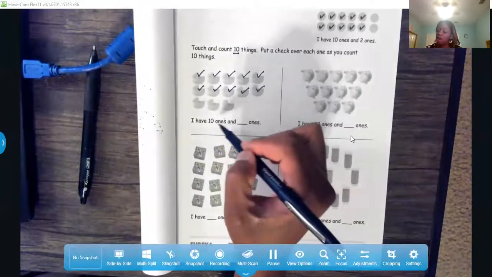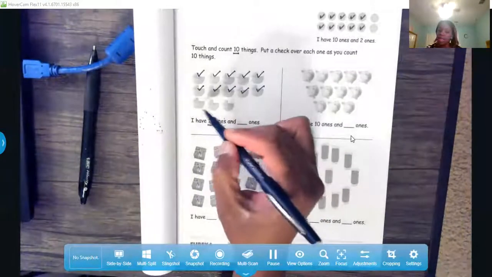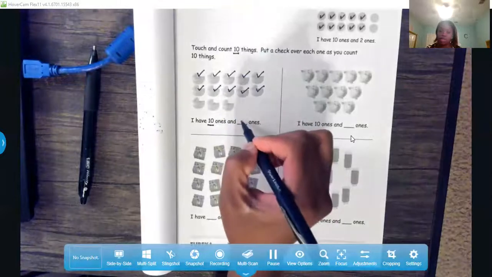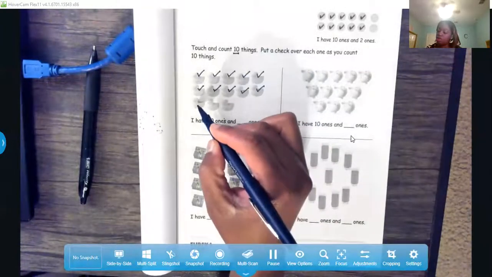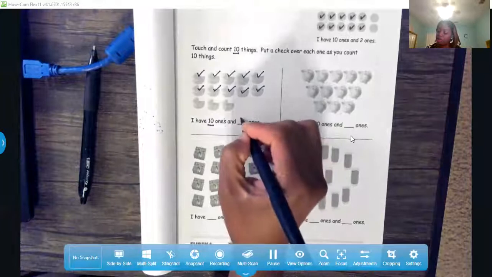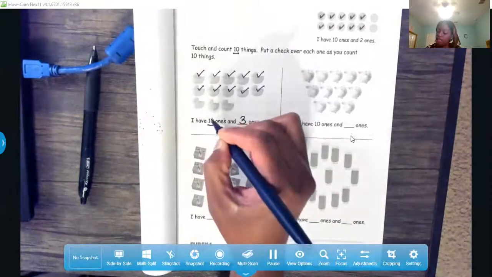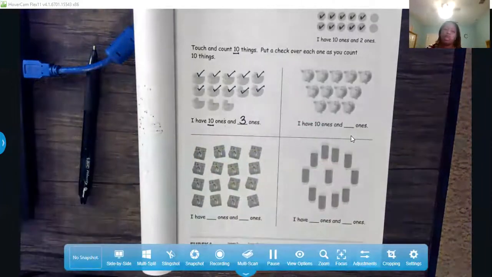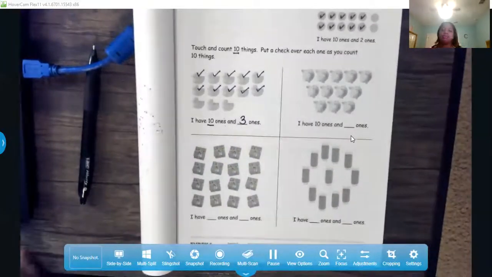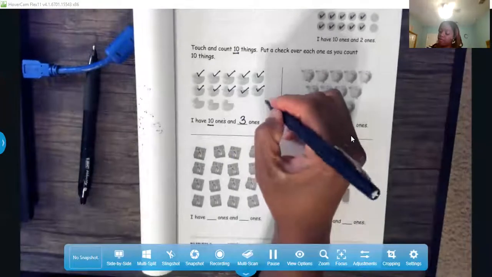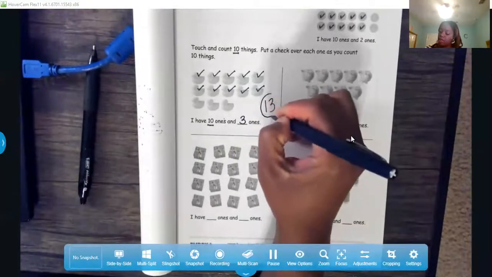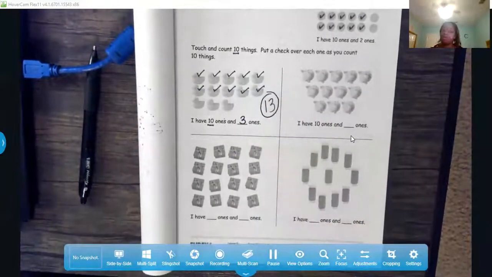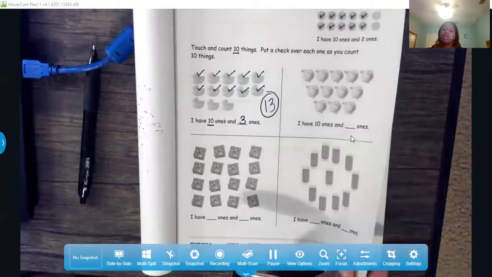So my 10 are already accounted for here, so I'm just going to count what doesn't have a check, and that's what goes on this line. So 1, 2, and 3. I have 10 ones and 3 ones. Who knows what number that would give me if I counted all of them? If you said the number 13, give yourself a pat on the back because you are correct. So you can do the other 3 on your own.